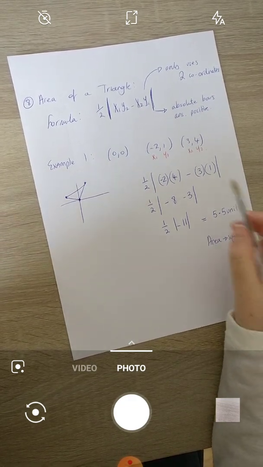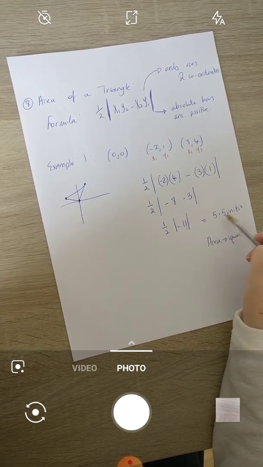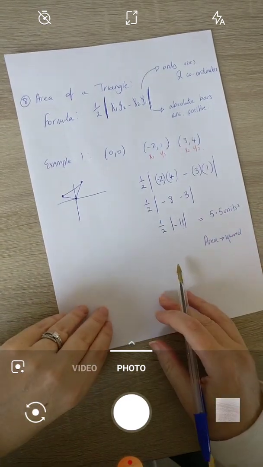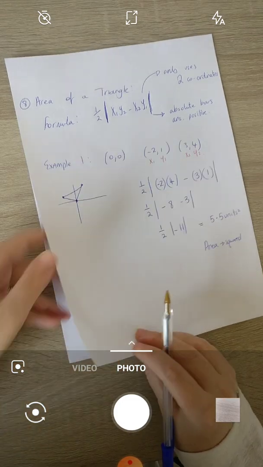So keep in mind here, like I said, because those bars are here, that's telling me my answer is allowed to be positive, because obviously this is a real life problem. So you can't have a negative area of something. It doesn't make sense.